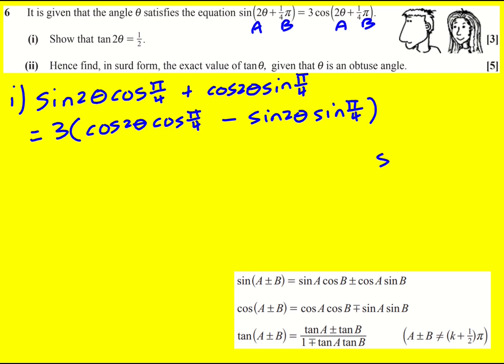Now actually, sine pi over 4 is equal to cos pi over 4 because this is equivalent to 45 degrees and they're equal to 1 over root 2. So what I can do, I'm just going to basically divide through by this 1 over root 2. Do you know what? I'm going to backtrack. I think to just show enough working, I am going to write an extra step with this in.